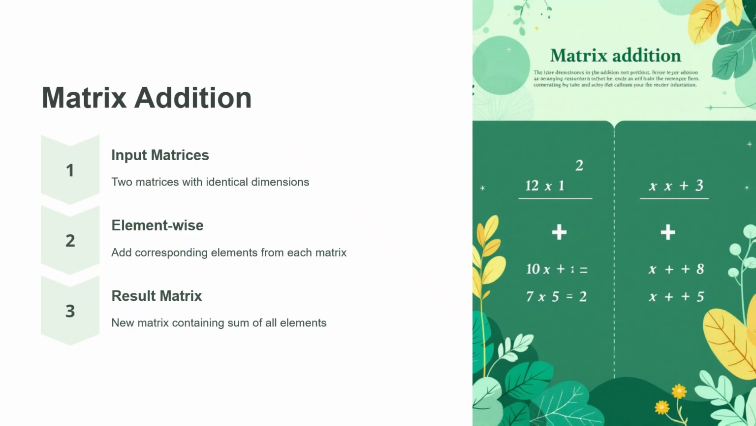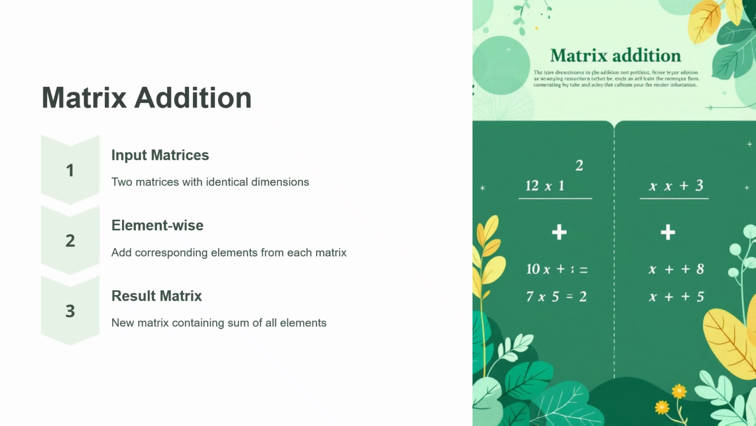Here, in matrix addition, you take two matrices which are identical. You add element-wise, that is, you are adding corresponding elements from each matrix. Finally, you get a result with a new matrix containing the sum of all the elements, which is nothing but a+b, following the a+b rule.